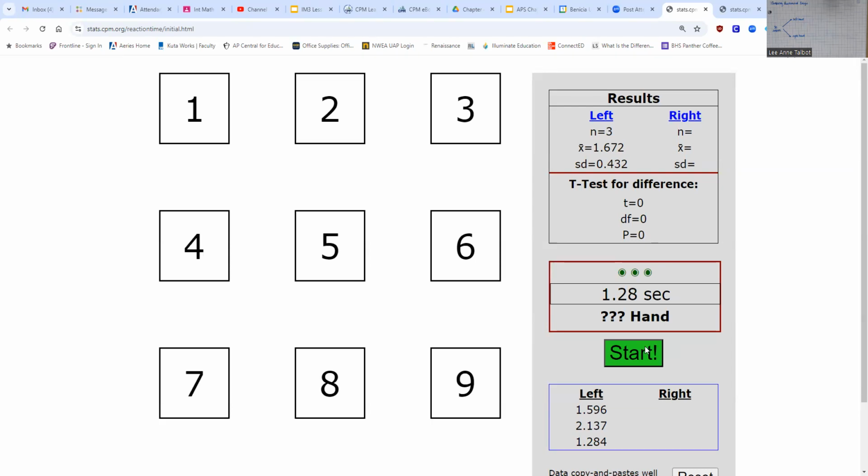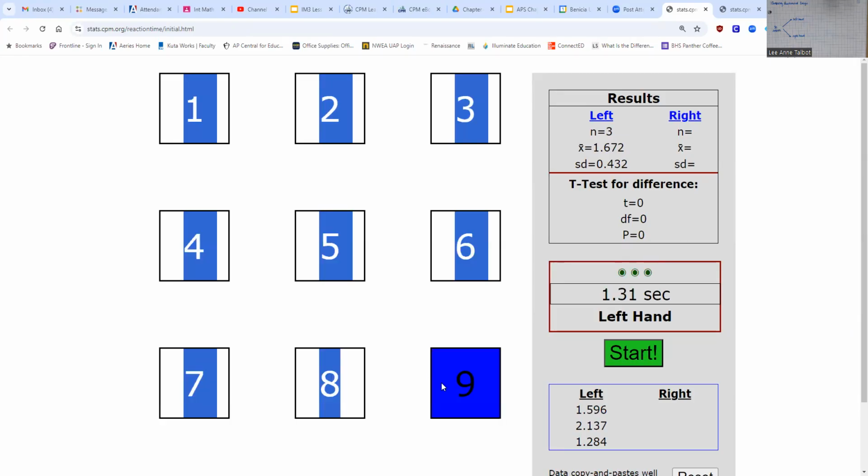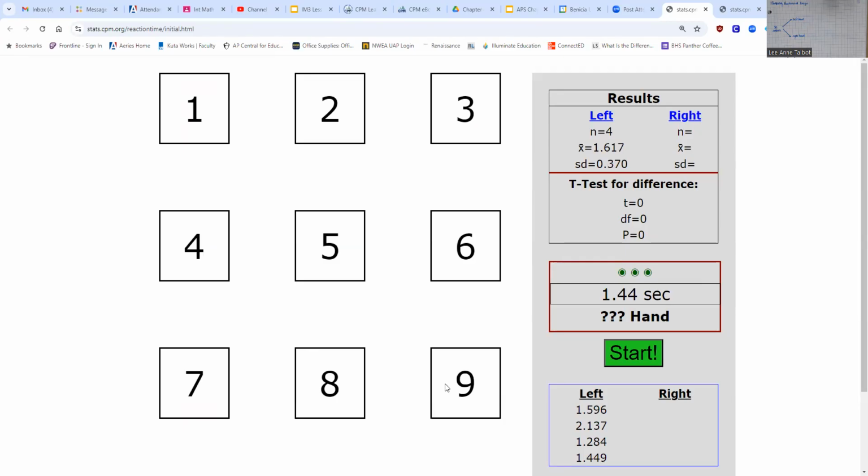Okay, so start. Left hand. Everyone was so loud. Okay. Click start. Left hand. Over. Under. Over. 1.5. We're doing it both. So I just press start and then wait for it to send.